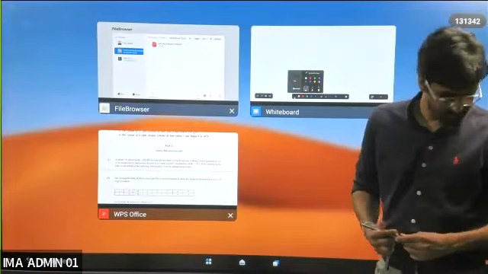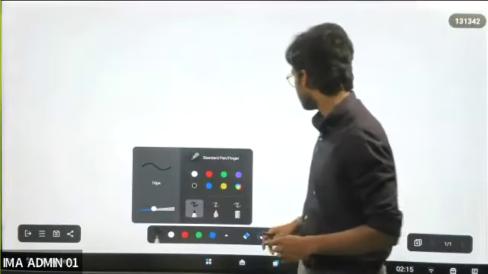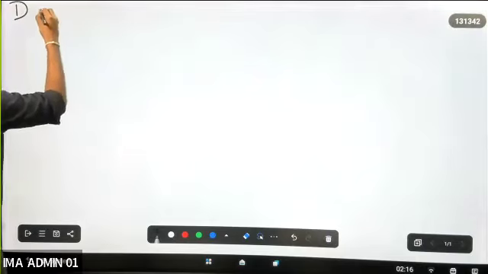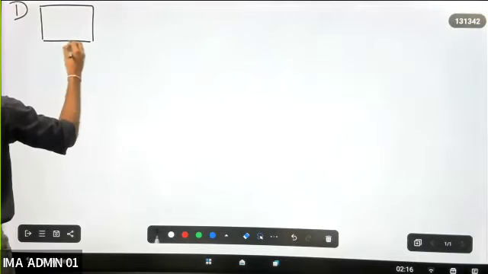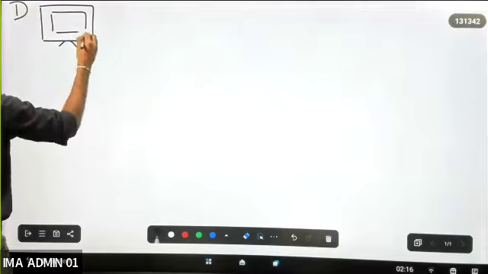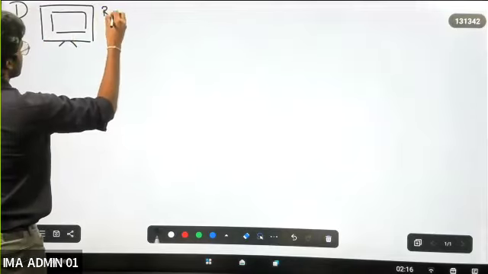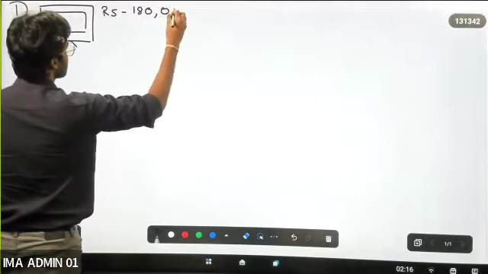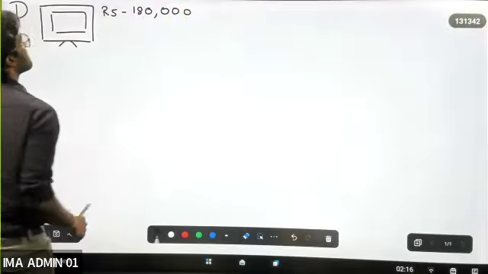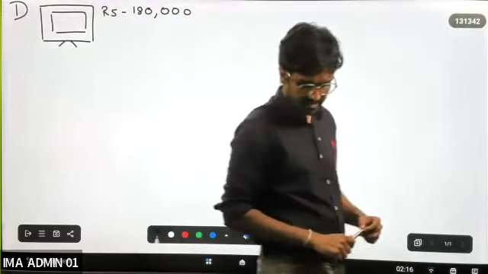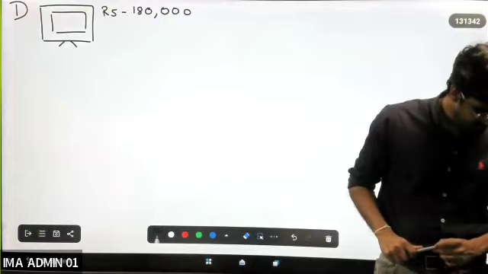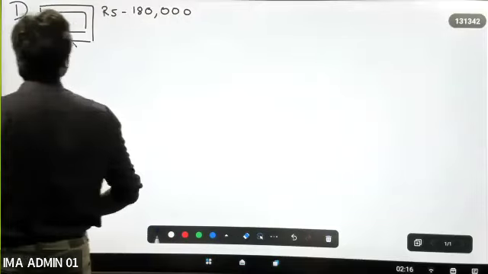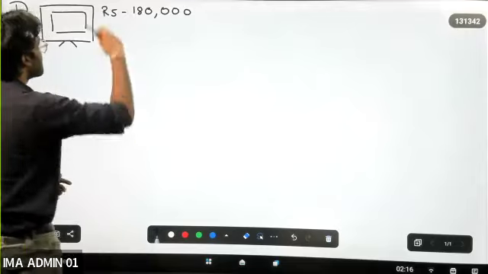And what data have we been given? A smart TV. There is a smart TV. I will just draw that for a while, and it's rupees 180,000, right? And the down payment is given, right? The down payment is given as 1/5 of this 180,000.